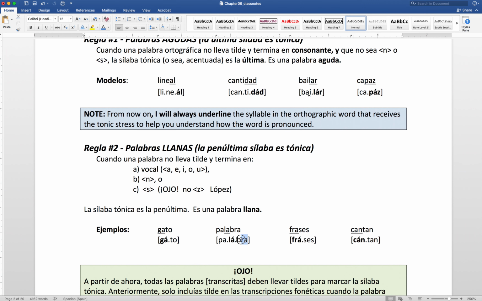Palabra also ends with a vowel, so you count backwards, one, two, and that's where the stress is going to be, palabra. Same with frases, ends with an S. We have a vowel, N or S. We count backwards, one, two, second to last syllable is going to be stressed, frases, and that's where you can place the accent. Same with cantan.